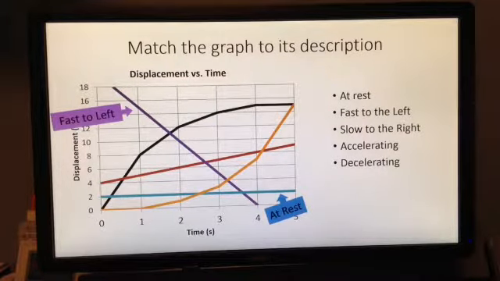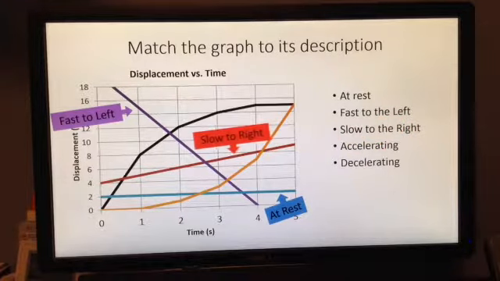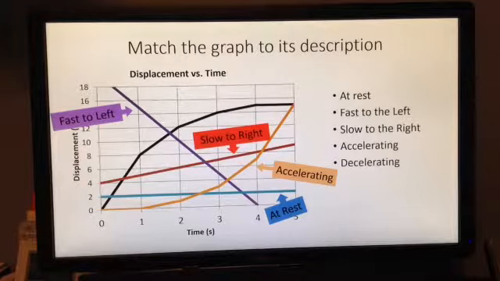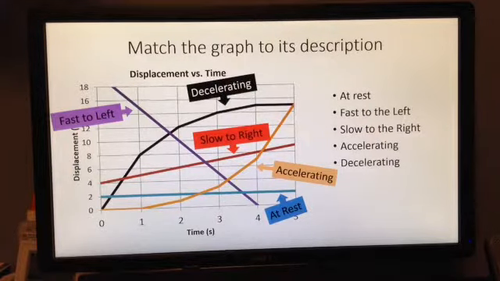Okay, slow and to the right. Slow means going to have just a little bit of slope to the right, positive, gradual slope. There you go. Accelerating means the slope is getting steeper and steeper and steeper, so it's going to curve. That's the orange graph. And decelerating, it's the last one there. The slope gets less and less and less every second.